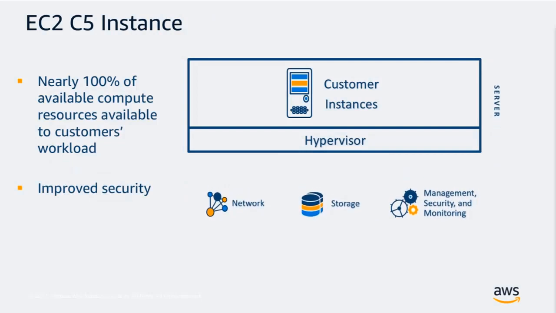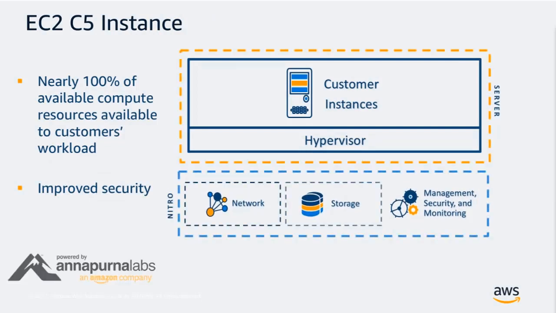As part of the release of C3, C4, and C5 instances, we moved the network and storage components along with the management, security, and monitoring to specialized hardware. And what remains on the server is a thin hypervisor. We call this the Nitro system. The Nitro system improves security and frees up resources, so the customer can use nearly 100% of the resources on the server. Annapurna Labs, an Amazon company, designed a custom ASIC that was made for the Nitro system.